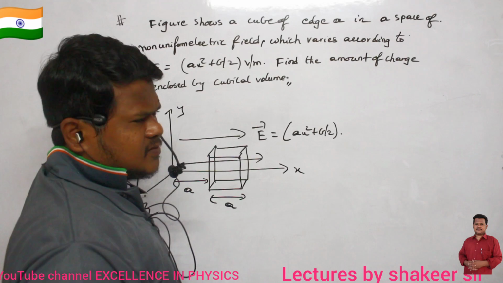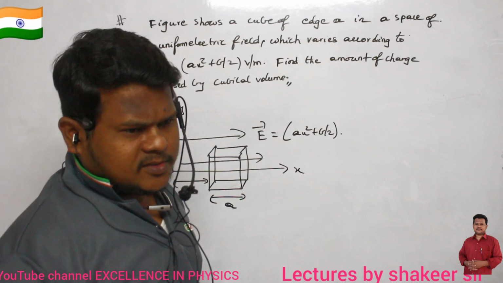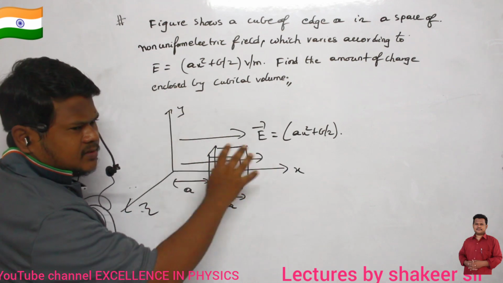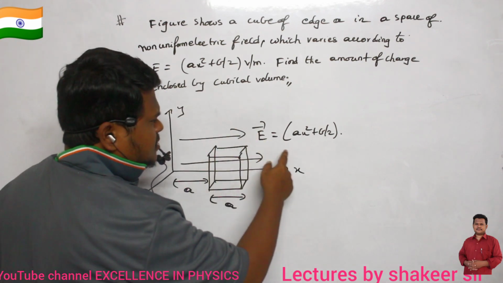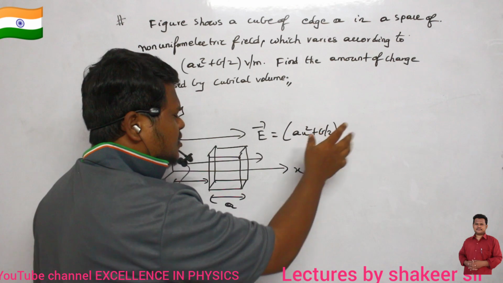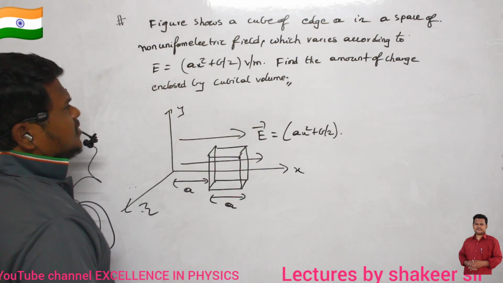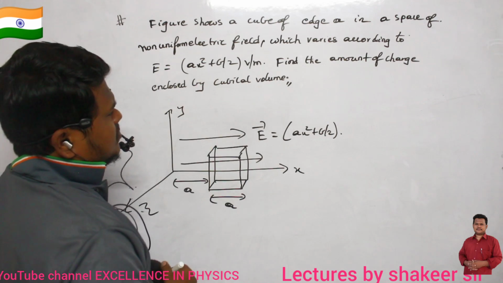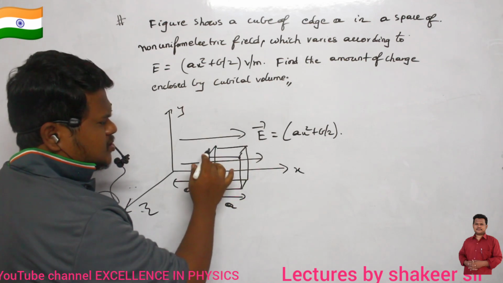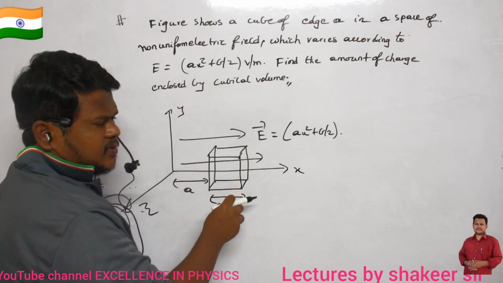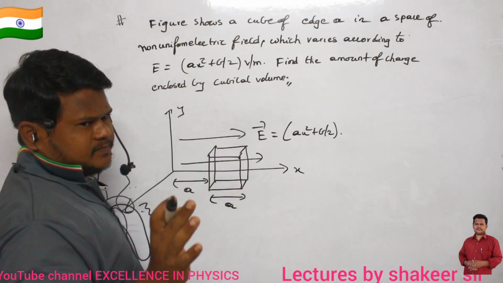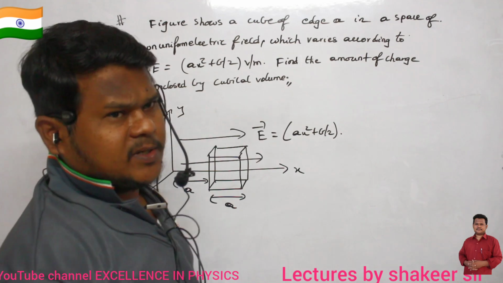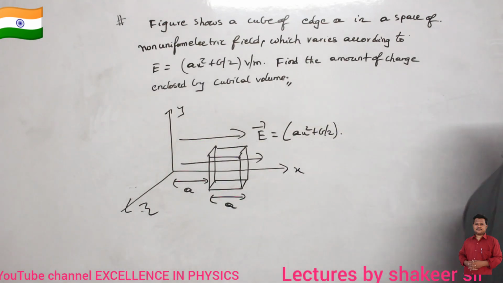Electric lines of force will increase only if charges are present. So inside this cube, charges are arranged in a particular order such that the electric field is continuously increasing with x. Are you able to understand? Then what is the amount of charge enclosed by this cube? Charge must be present, then only the electric field can increase. See how I can do this problem.